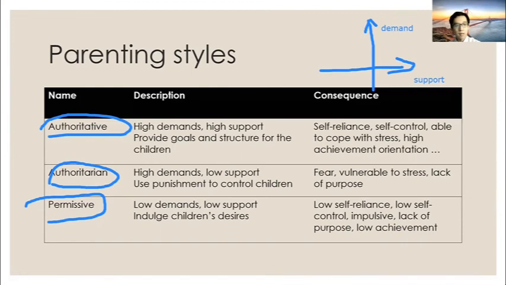The next one is called authoritarian parenting. This one is different from authoritative. This one is high demand, but low support. This kind of parents demand a lot, have a lot of expectations of children, ask children to do a lot of things, but they do not really give support. They are harsh on children actually. They use punishment to control children because they do not give support, but they ask the children to do a lot of things. If the children do something that is not expected by the parents, parents use some kind of punishment to treat the children. So children are controlled by the authoritarian parents.